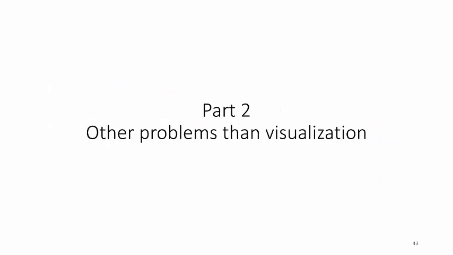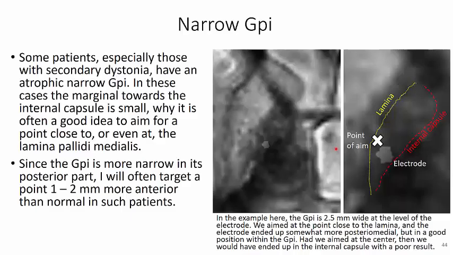We then come to other problems than visualization. We start with narrow GPI. Some patients, especially those with secondary dystonia, have an atrophic narrow GPI. In these cases, the margin towards the internal capsule is small, while it is often a good idea to aim for a point close to or even at the lamina pallidi medialis. Since the GPI is more narrow in its posterior part, I will often target a point 1 to 2 mm more anterior than normal in such patients.